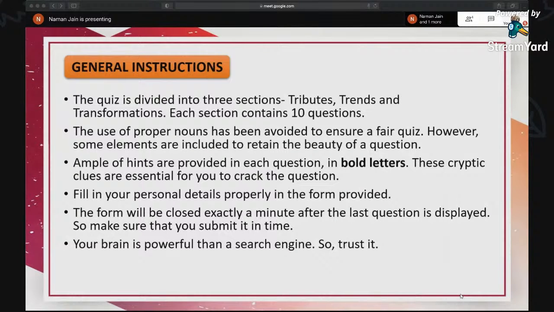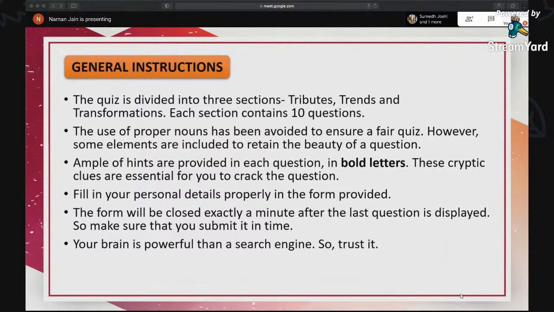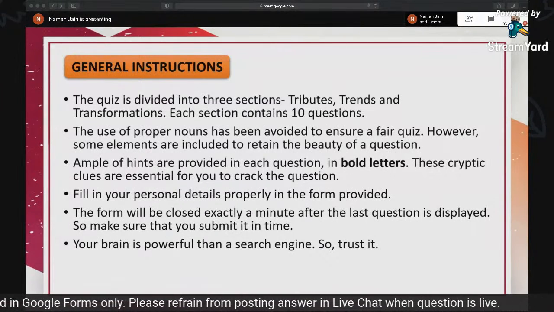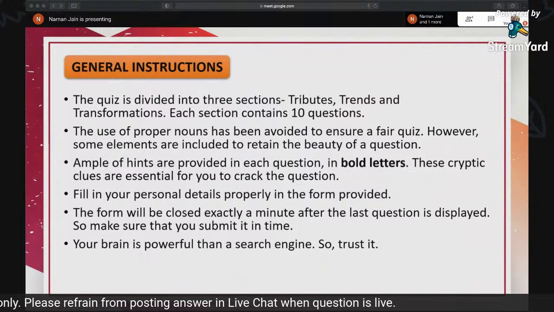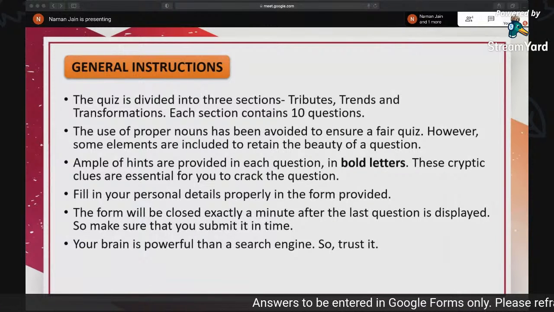As usual, use of proper nouns has been avoided to ensure a fair quiz. I've used them at some places to retain the beauty of a question. So please don't Google. I've provided ample hints in every question, and if you want to crack the question, look at the bold parts. The quiz is a bit cryptic. Some questions may be direct, like connect questions, but for the others, just look at the bold letters, work them out, and you will be able to get the answers.